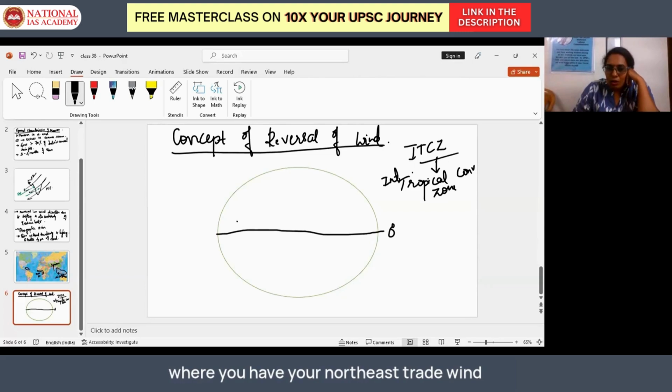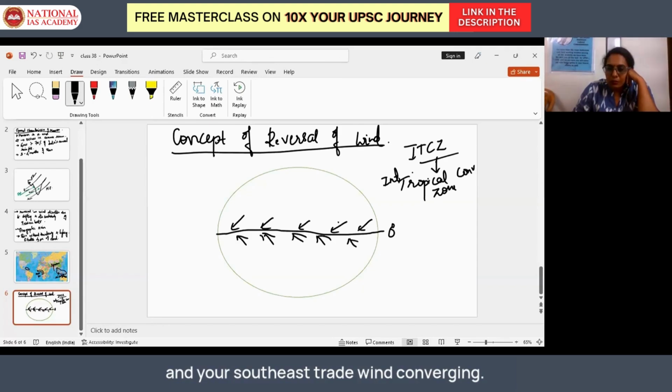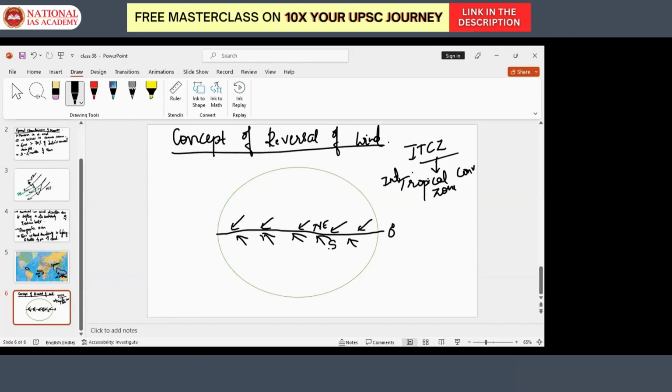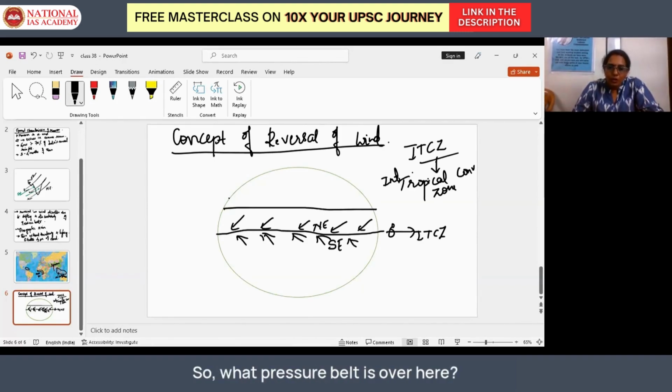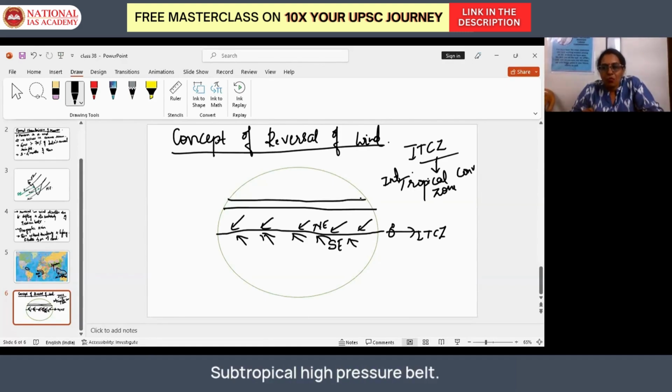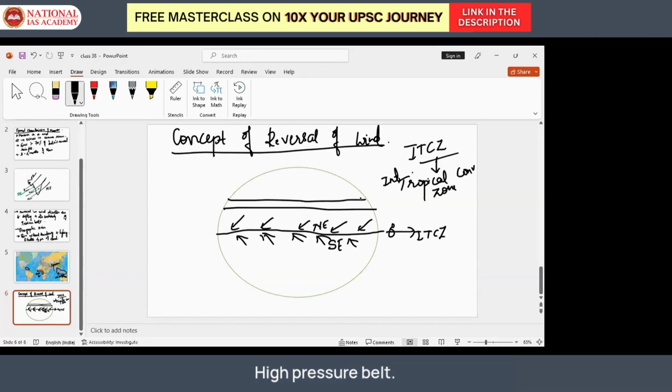Where you have your northeast trade wind and your southeast trade wind converging together. So this is how your trade winds are, and there is convergence here. So this is your ITCZ. What happens? Your pressure belt is over here. What pressure belt is over here? Subtropical high pressure belt.